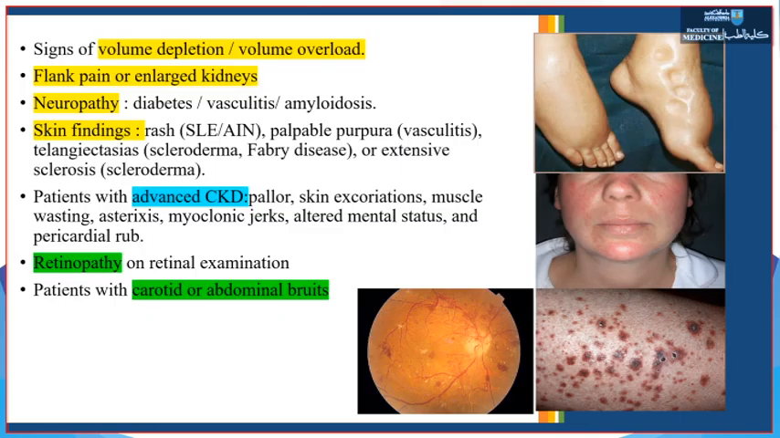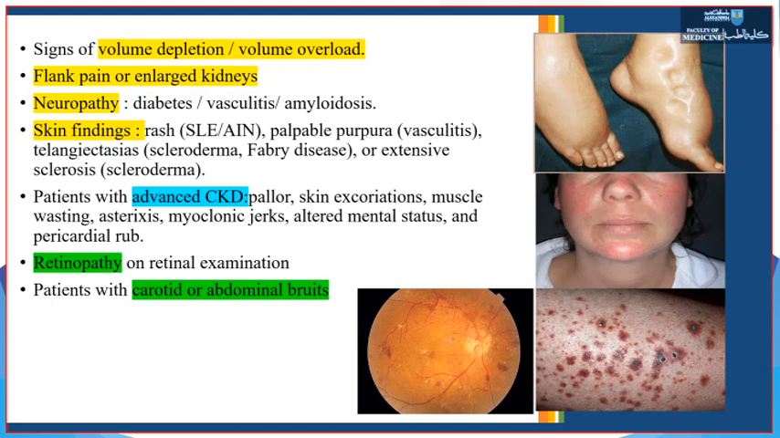On physical examination, you might find a patient with signs of either volume overload or volume depletion, flank pain or an enlarged kidney, and neuropathy, which may be related to diabetes, vasculitis, or amyloidosis, for example. Skin findings include rash in SLE, palpable purpura, which might indicate the coexistence of vasculitis, telangiectasia in scleroderma, and extensive sclerosis in scleroderma. All of these diseases might have an impact on the kidney.